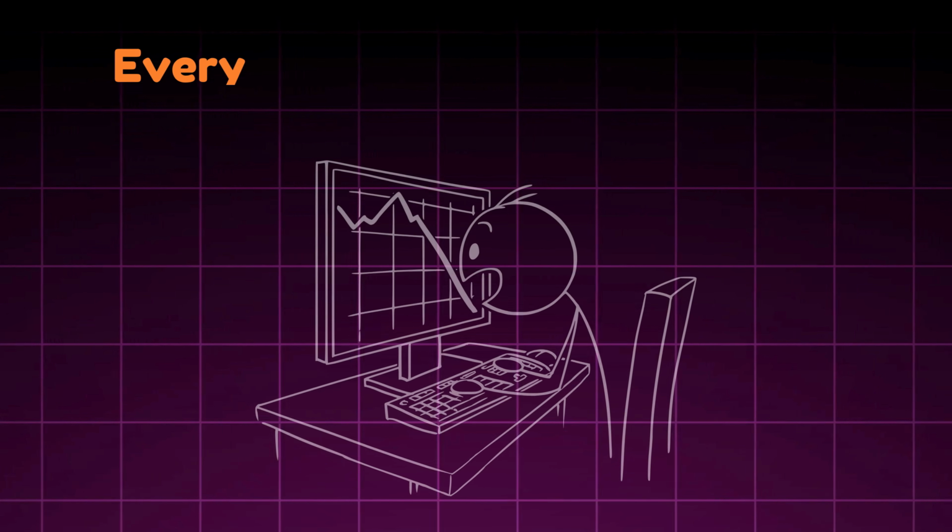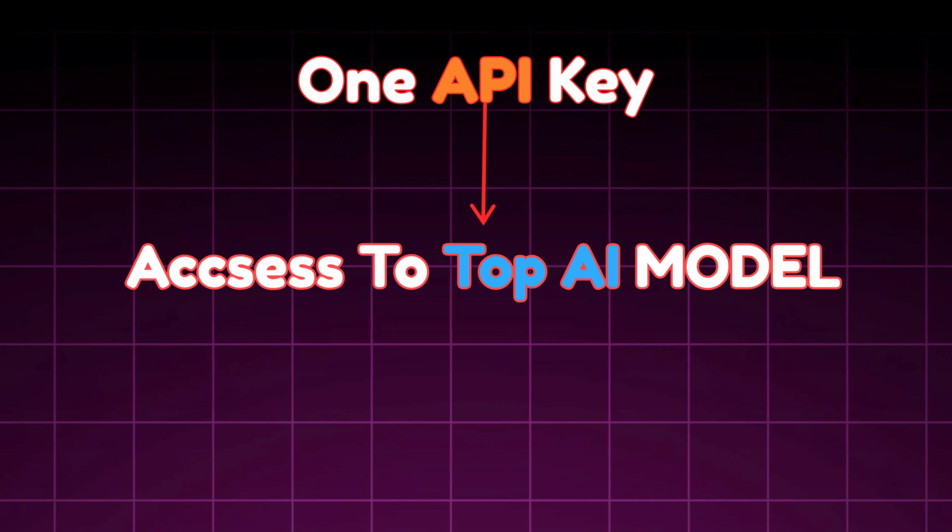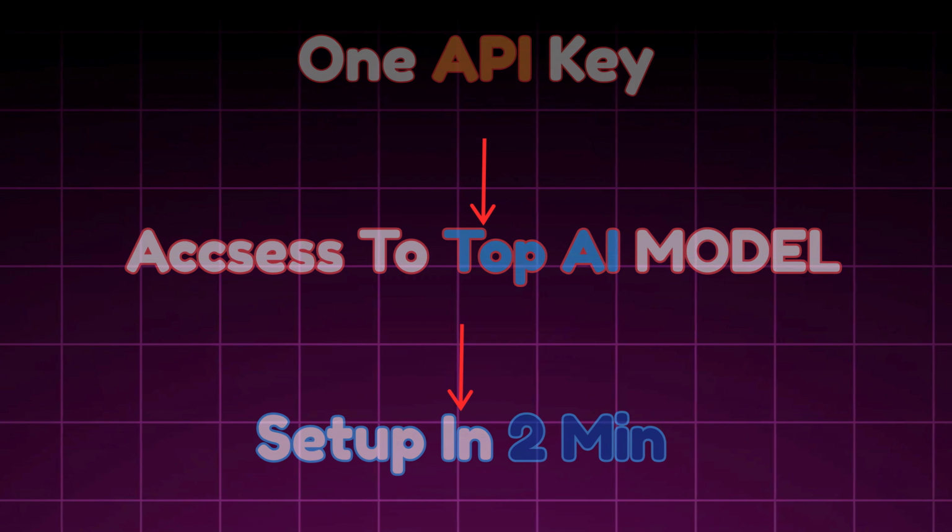I'm going to show you something every AI developer should know. One free API key, access to the biggest AI models, and setup takes less than 2 minutes. This is NaraRouter. Let's check it out.